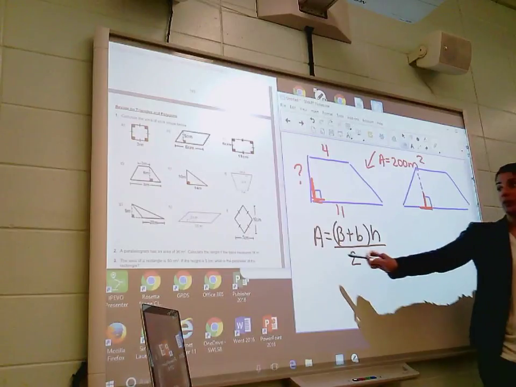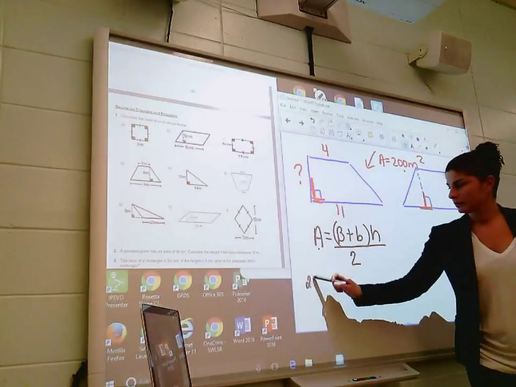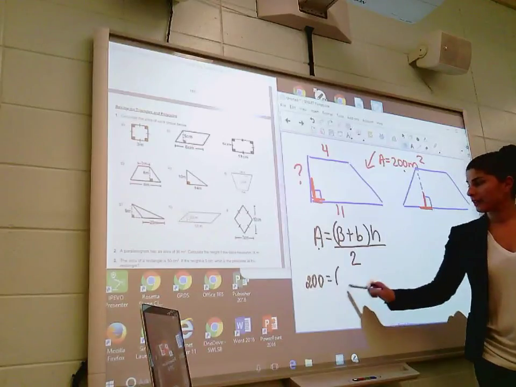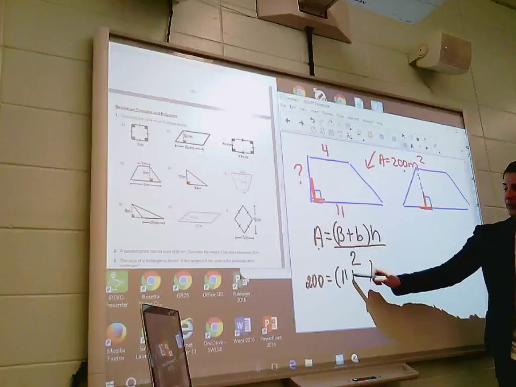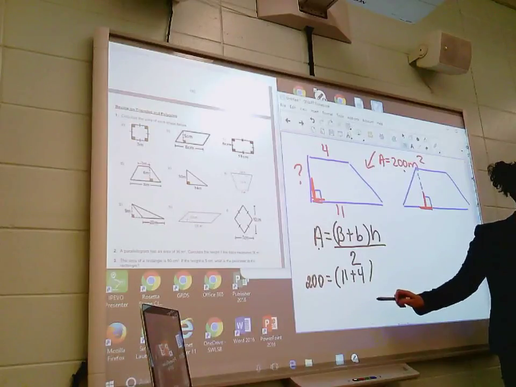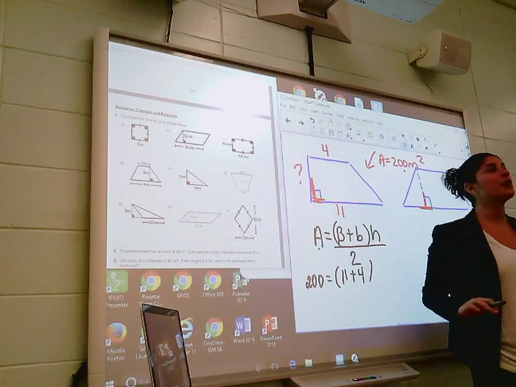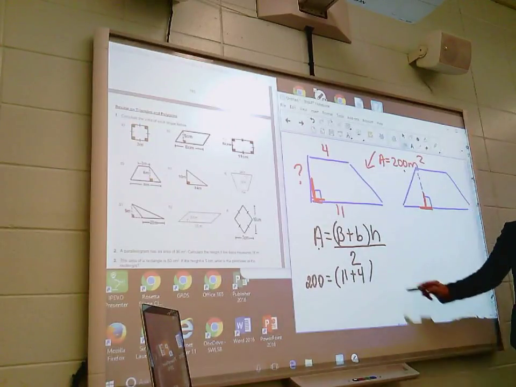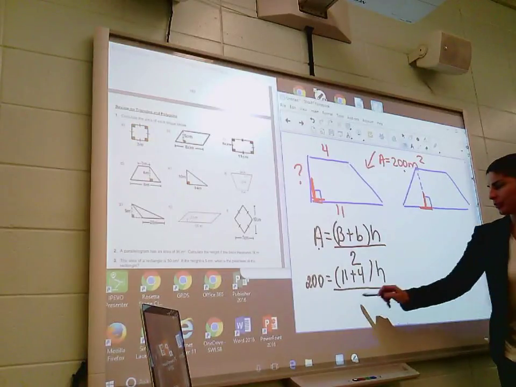Oh, miss, we know that the area is 200. We know that the big base is 11 and the small base is 4. Does it matter if I put 4 plus 11 or 11 plus 4? Won't change anything, right? 1 plus 2 is 3. 2 plus 1 is 3. Won't change anything. We don't know the letter H, and we have the 2 at the bottom.